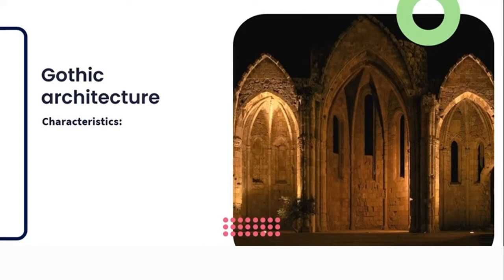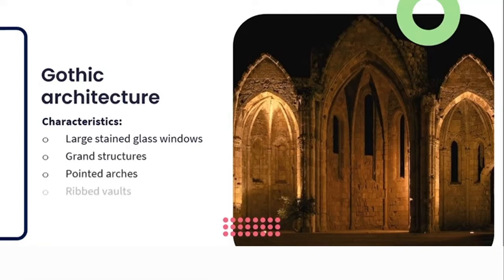The Gothic style is characterized by 5 key architectural elements. Can any of you guess what they are? Firstly, they are characterized by large stained glass windows. We then see the use of grand structures and grand architecture. We see pointed arches, ribbed vaults, and flying buttresses, as well as the ornate decor and decoration within the architectural style.